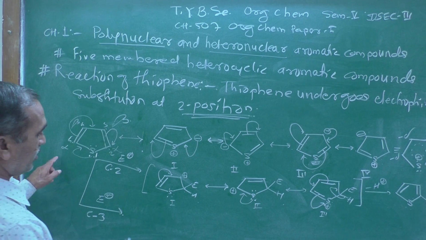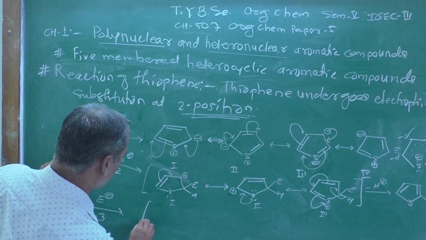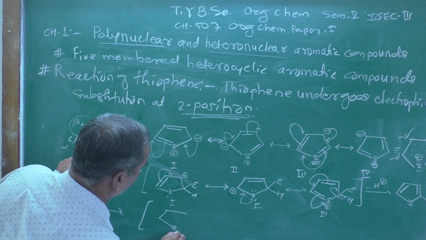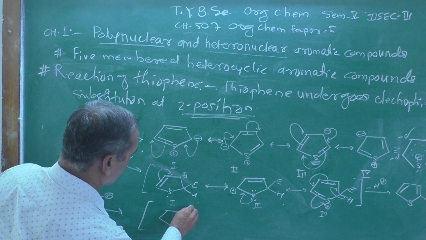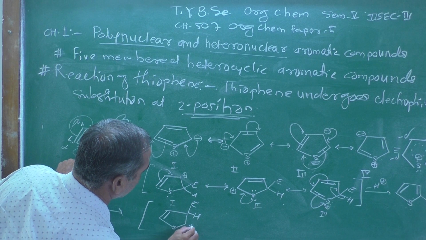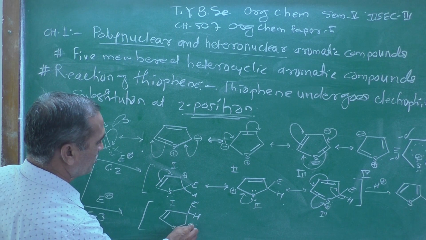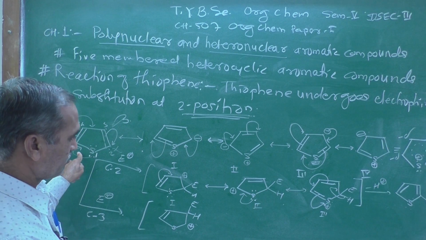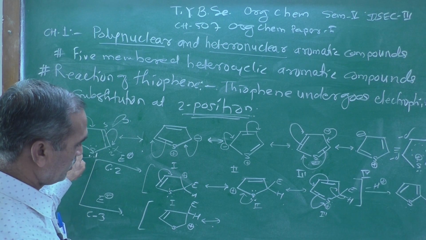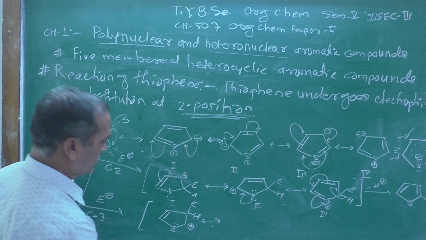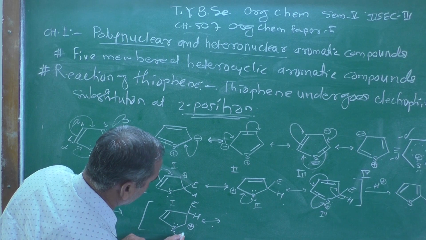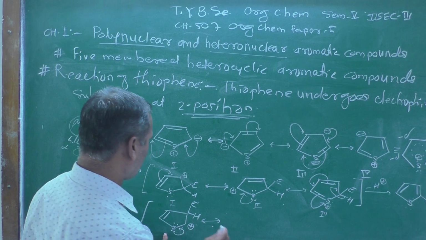Now when the electrophile attacks at the C3 position, which position means? This position. If that is there, what is going to happen here? Let's see. When the electrophile is attacked at this position, the positive charge will be developed at the C2 carbon atom, and now we can show a resonating structure. Now the lone pair which is present on the sulfur atom can form the double bond here, neutralizing that positive charge.